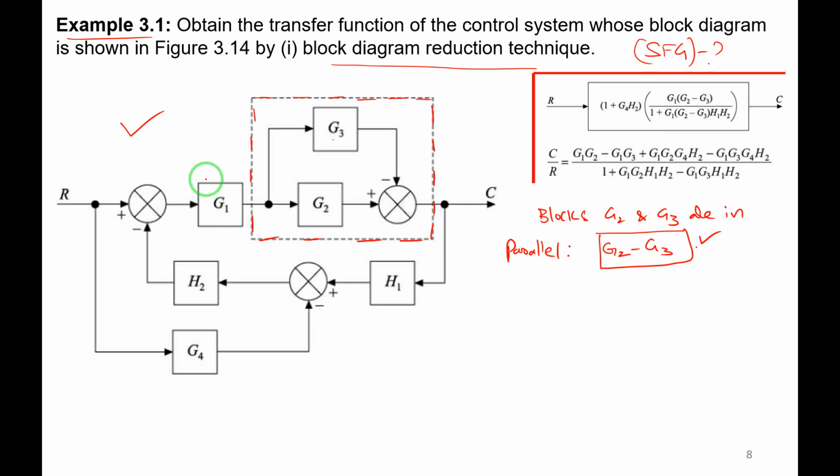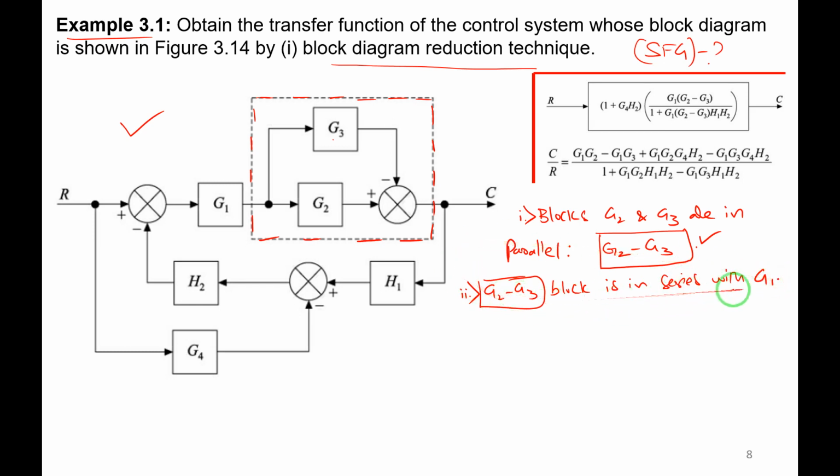I want to apply more than one rule and reduce it and write it, right? G2 minus G3 is here. And this G2 minus G3 block is in series with G1. So I will write one more thing, one by one. Point 1. This is the second point. G2 minus G3 block is in series with block G1.